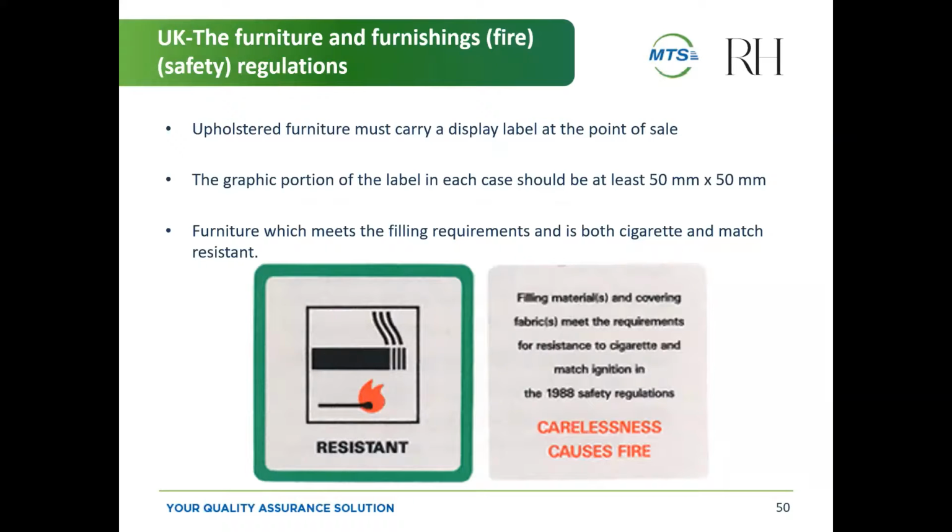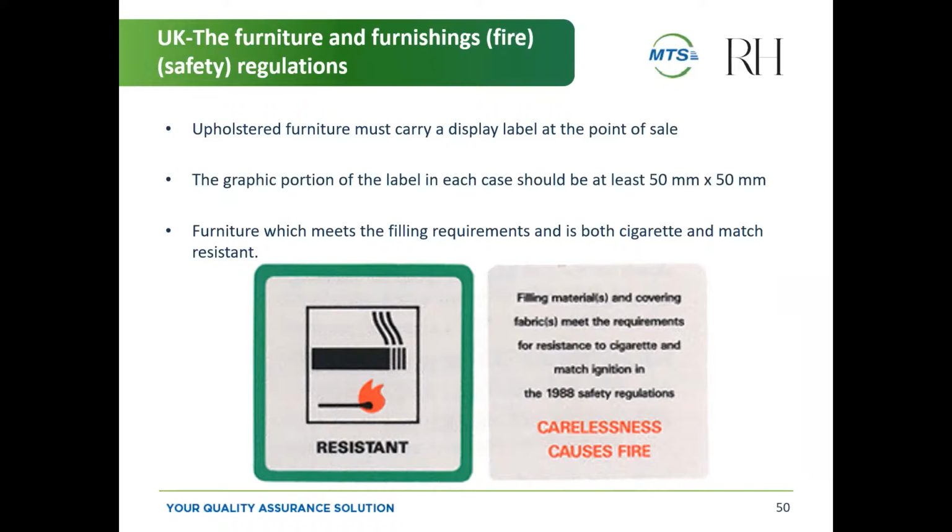Some of the labelings, and the lab can help you with these as well. They want to make sure that you do have the display panel at the point of sale. It must be at least 50 millimeters by 50 millimeters so that they can see the graphic portion for either. And then it has to show which test method it's meeting or fulfilling requirements, if it is both cigarette and or match resistance.